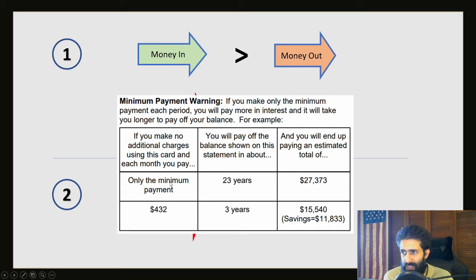Now, if I set my payment at $432, which is higher than the minimum payment, and I just pay that for the rest of the time, then I'm going to be out of this credit card debt in 3 years. It would only take 3 years. And my savings would be $11,833 or something like that. So you don't have to look very far. It's kind of common sense that if you pay more than the minimum payment, then you're going to get out of debt much, much faster.